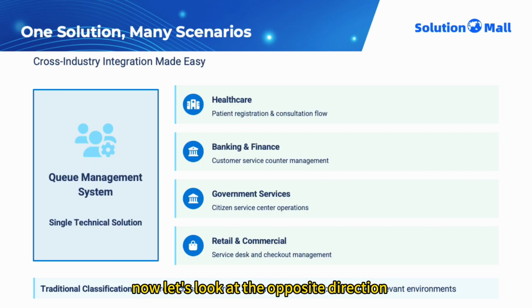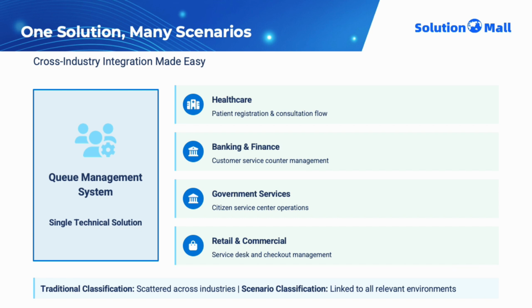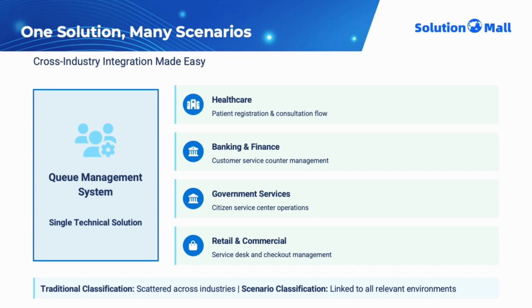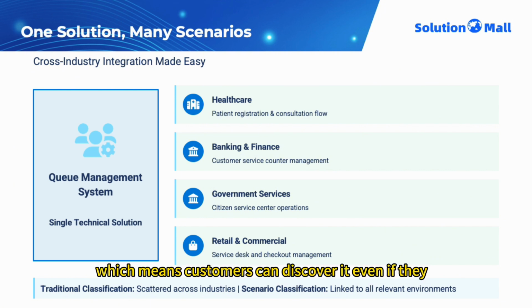Now let's look at the opposite direction. Sometimes one solution serves many environments. Take a queue management system. It's used in hospitals, banks, government service centers, and retail environments. Under traditional classification, it might appear in only one industry category. But under SolutionMall's scenario model, the solution is linked to every relevant environment, which means customers can discover it even if they start from a completely different industry.